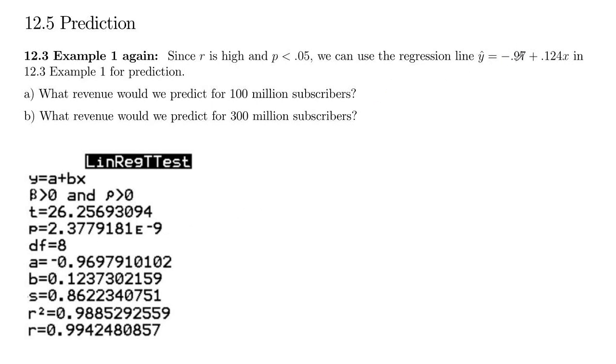The negative 0.97 was our A right here, and 0.124 was our B right here, our slope. We can use that for prediction. So what revenue would we predict for 100 million subscribers? So that's saying X equals 100. And we'll just go ahead and plug it in here. So then your predicted Y value, Y hat, would be negative 0.97 plus 0.124 times 100.